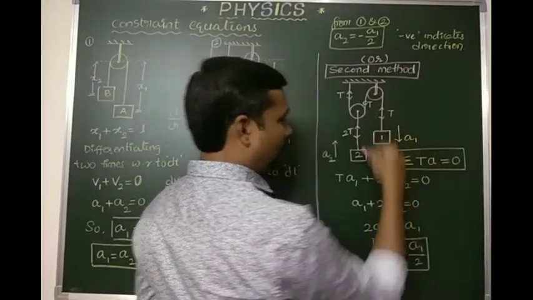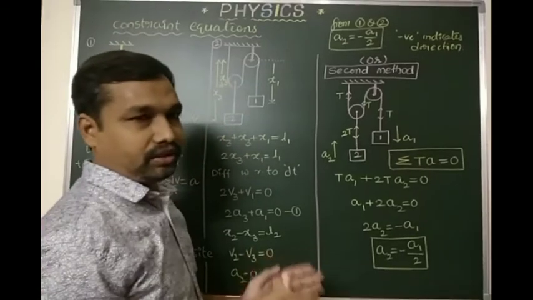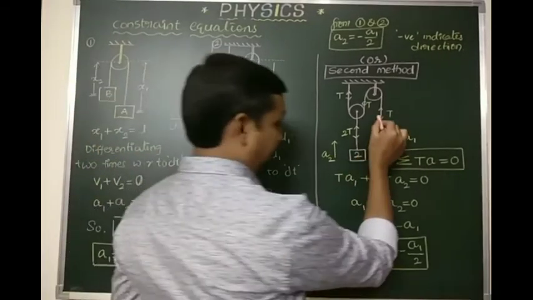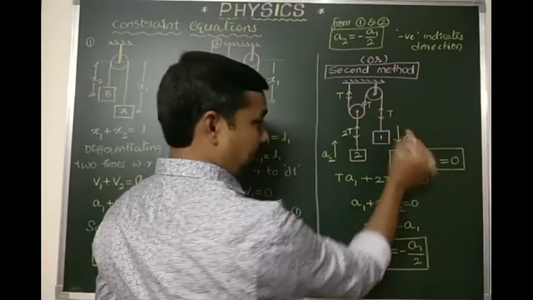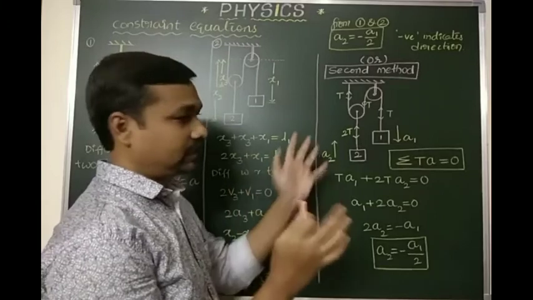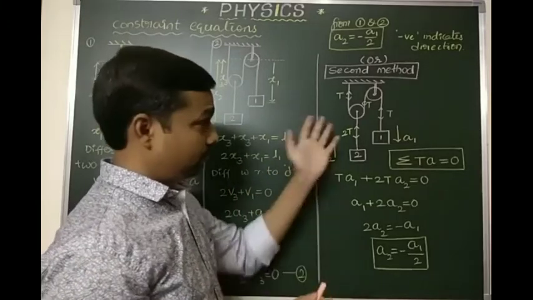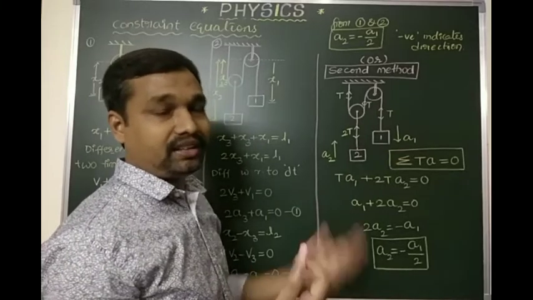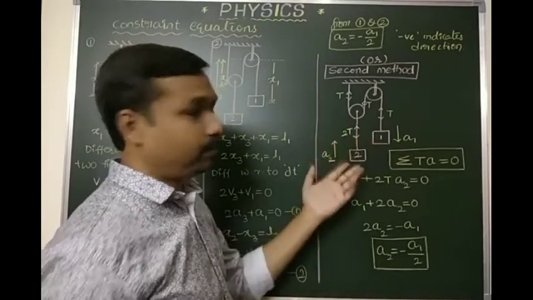Summation, we need to add all. Summation of tension in the string times acceleration. What is the tension in the string? What is the acceleration of the block? We need to add all the terms given in the system, so we finally get one equation giving the relation between the blocks.